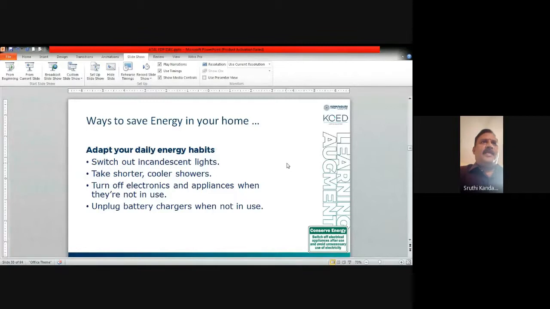Adapt your daily energy habits. Switch out your incandescent lamps. Take shorter, cooler showers. Turn off electronic appliances when you are not using them. Unplug battery chargers when not in use. So almost 99% of people are doing the same thing, unplugging battery chargers.